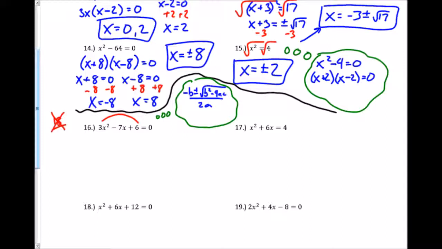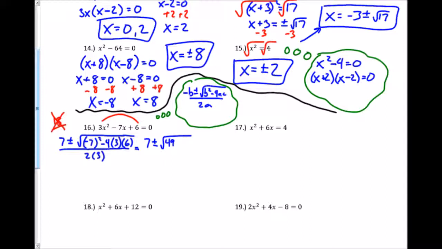All right? So for this one, I'm going to do opposite of b, so that's a 7, plus or minus the square root of b squared minus 4 times a, which is 3, times c, which is 6, all over 2 times a, which is the 3. And now it's just a matter of simplifying. 7 plus or minus the square root, that's going to be a 49.